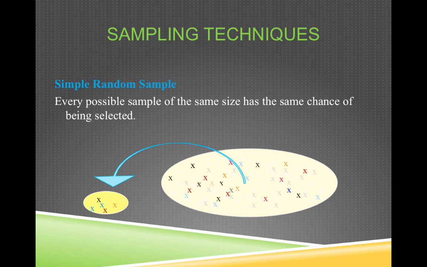We'll start easy here. The first one, simple random sample, is clearly the simplest. Every possible sample of the same size has the same chance of being selected. So that just means that if we want to do a simple random sample of students at USC Upstate, every single student has the same chance of being selected.